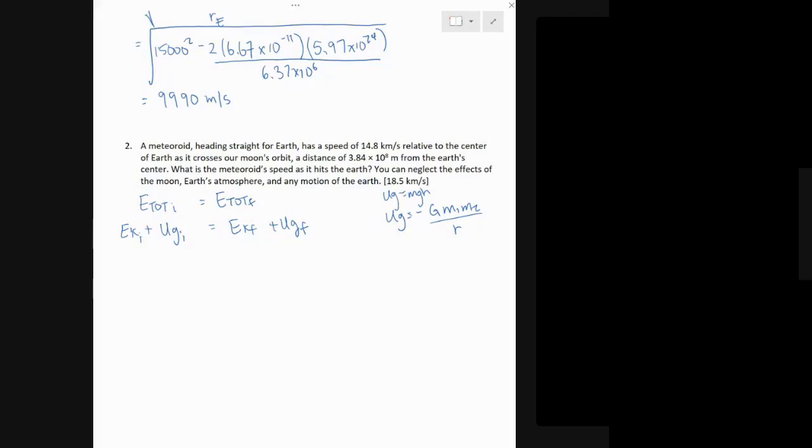So if you're talking about a boy sliding down a slide, the final UG minus the initial UG for the boy would be equal whether you're using MGH or the negative GM1M2 over R equation. But the value of UG initial for the boy would be two different values using those two different equations.